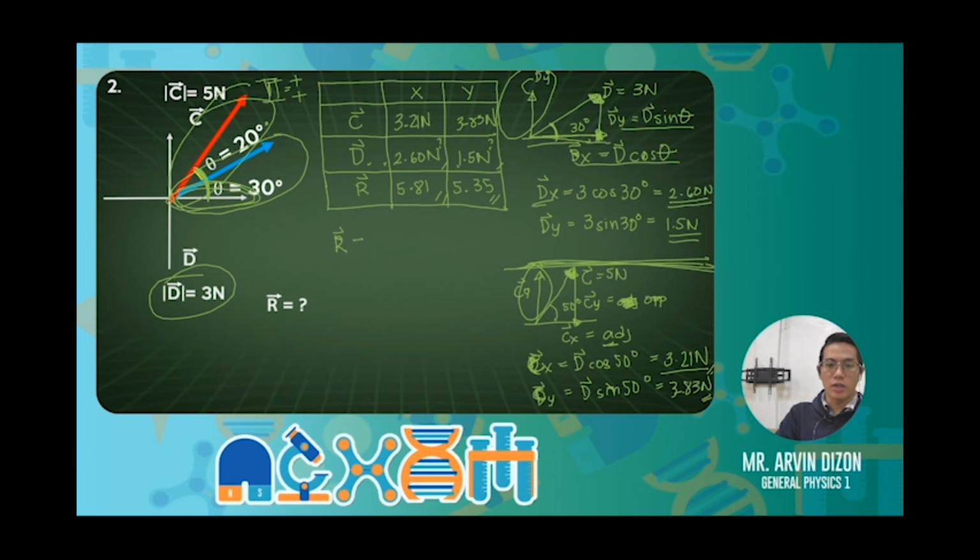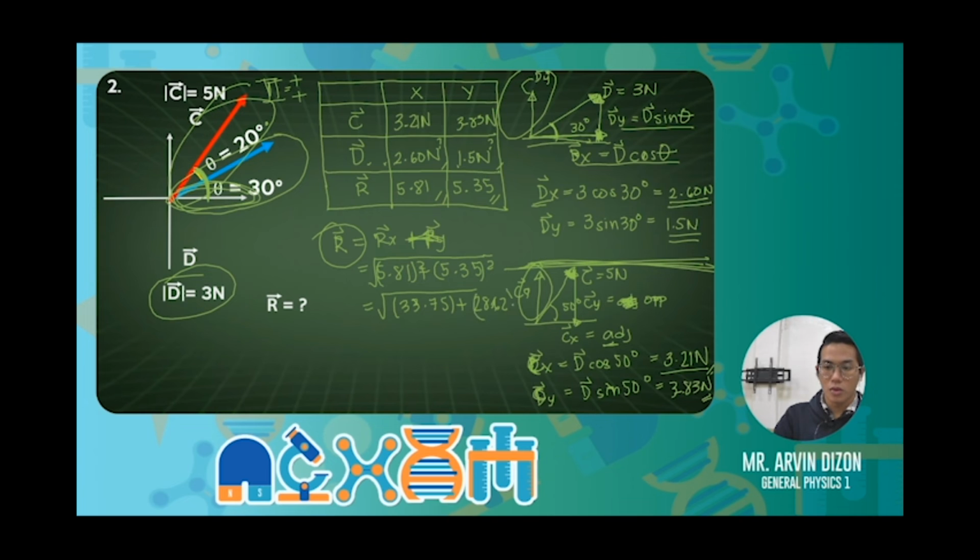Writing it down in component form, we have Rx plus Ry, that will now become 5.81 plus 5.35. Since we want to find the value of R, square root of 5.81 squared plus 5.35 squared. The answer there would be, this is 33.75 plus 5.35 squared, that is 28.62.